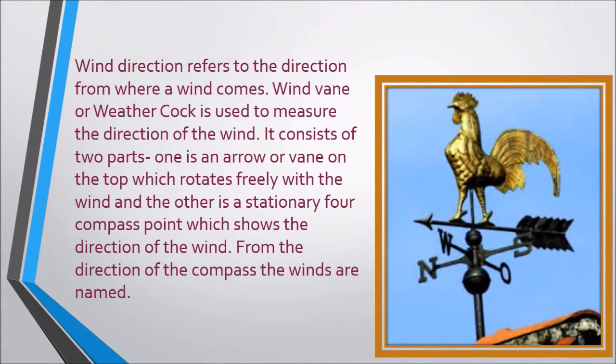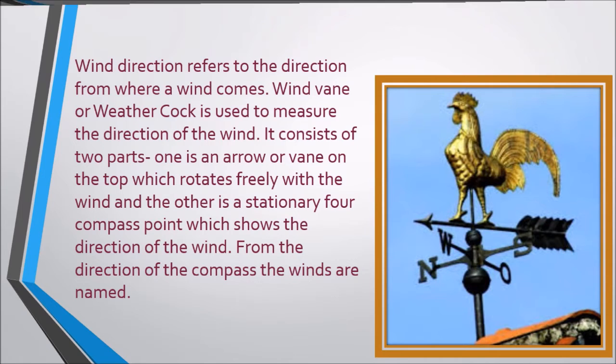Wind direction refers to the direction from where a wind comes. Wind vane or weathercock is used to measure the direction of the wind. It consists of two parts. One is an arrow or vane on the top which rotates freely with the wind, and the other is a stationary 4 compass point which shows the direction of the wind. From the direction of the compass, the winds are named.